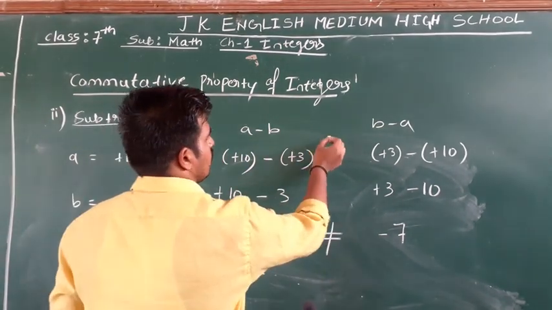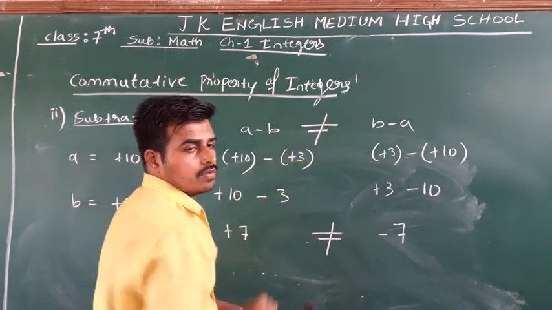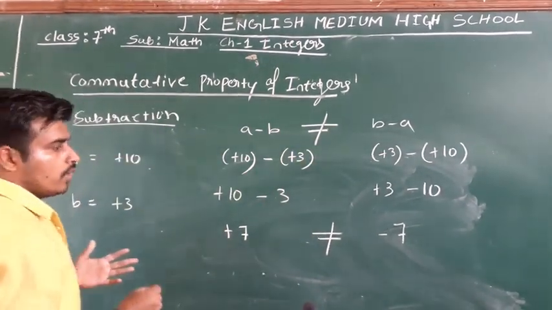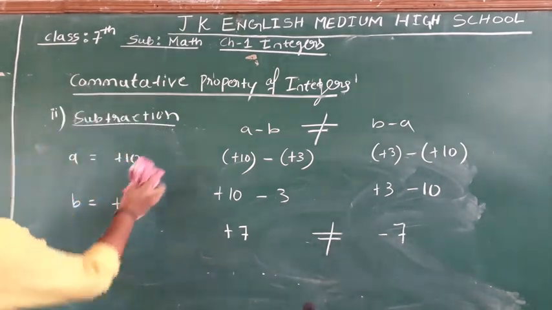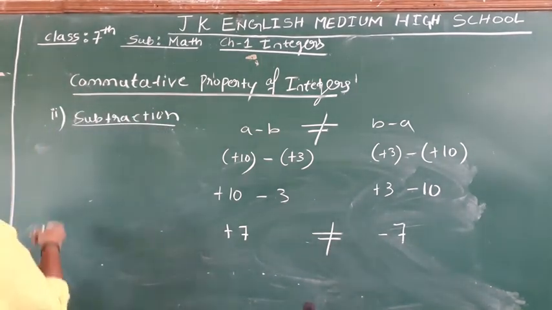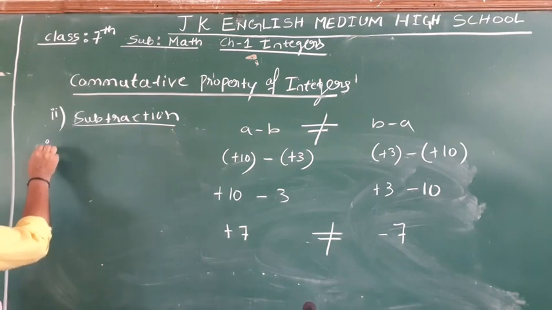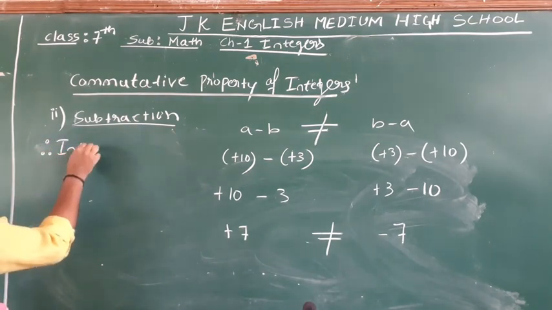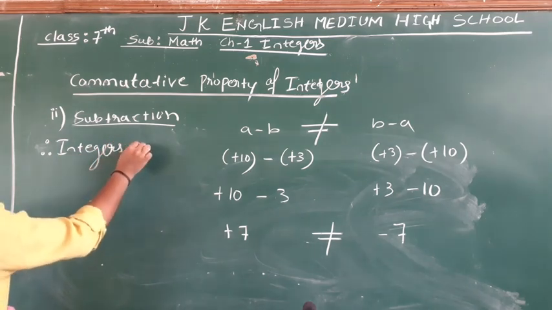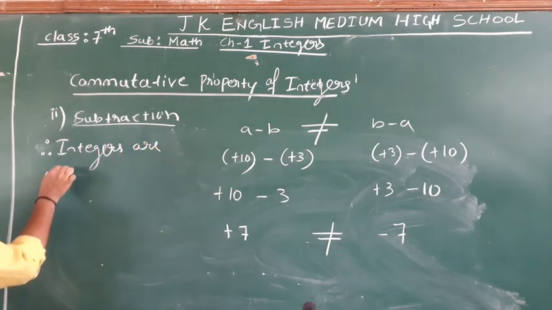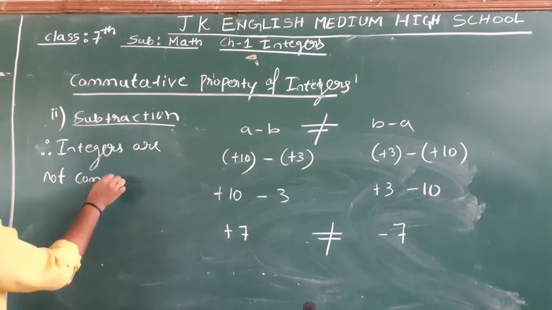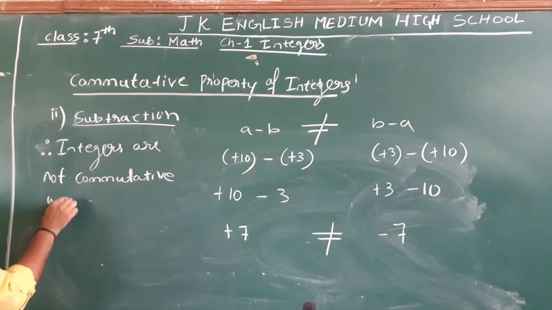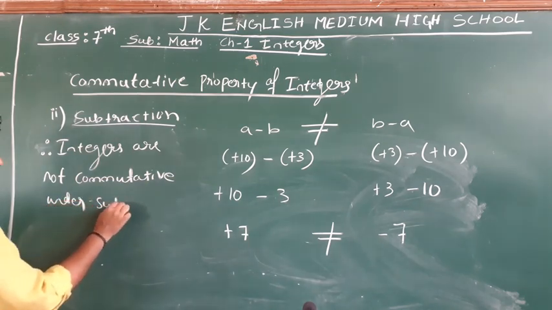Therefore a minus b is not equal to b minus a. Therefore what is our conclusion? Our conclusion is, therefore, integers are not commutative under subtraction.